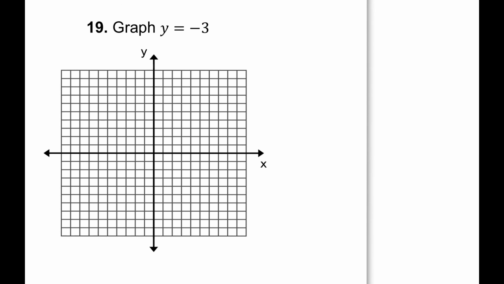Number 19 says graph y equals negative 3. So here we are missing the x. So when you guys are missing the x, there's only a y. This is going to be a horizontal line. Horizontal means sideways, from left to right.